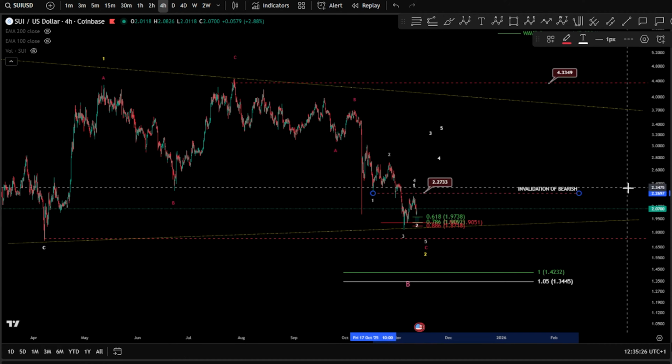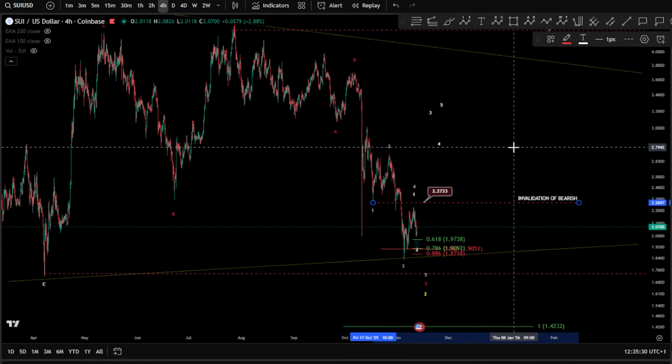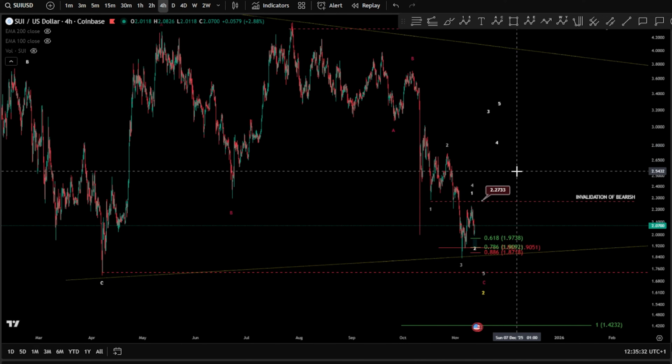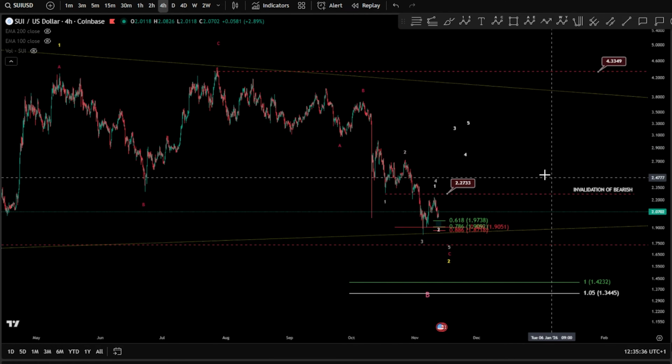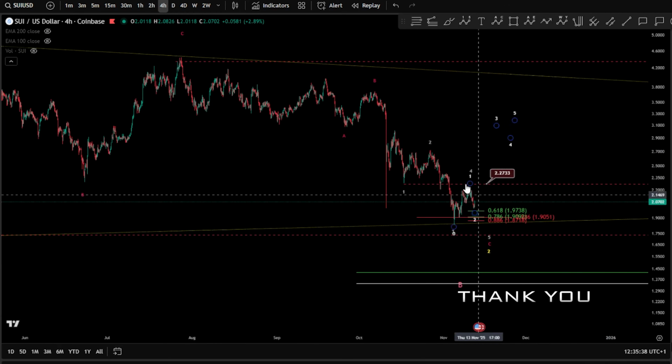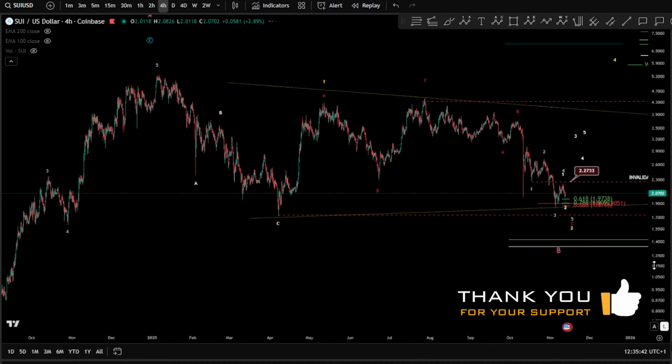Let's see what's going on in those three altcoins. So basically the price is still showing somewhat of an uncertainty, I would say, between bullish and bearish. We have two possibilities and we are stuck right now in between. So let me explain exactly what's going on here.